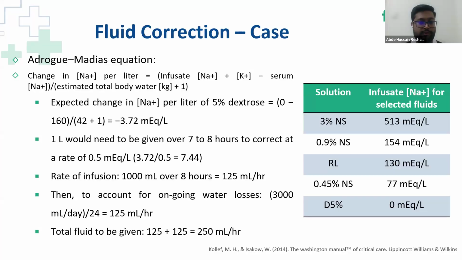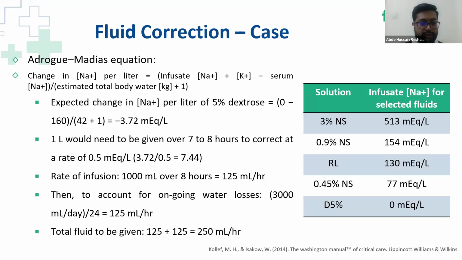Now, going with the fluid correction using the Adrogue-Madias equation, this is a formula for the change in sodium per liter, and we can see how much change in sodium to expect per liter of infusate. Applying the formula, if we use 5% dextrose as the solution, we can find out exactly the rate of infusion of 1 liter of fluid that needs to be given to a patient.